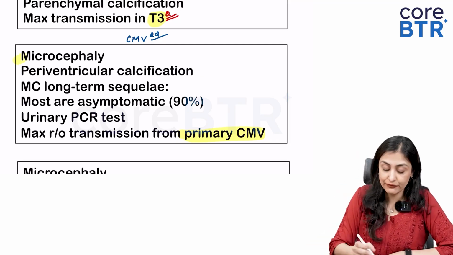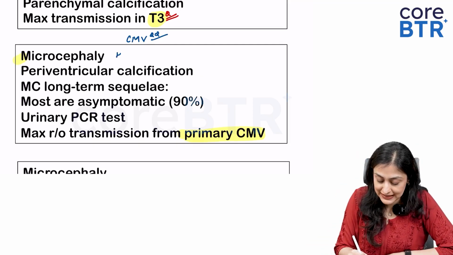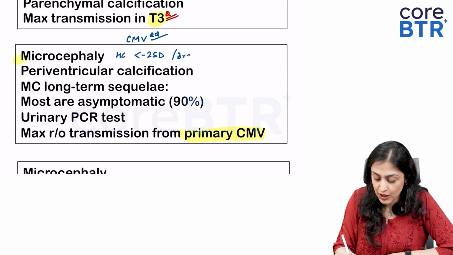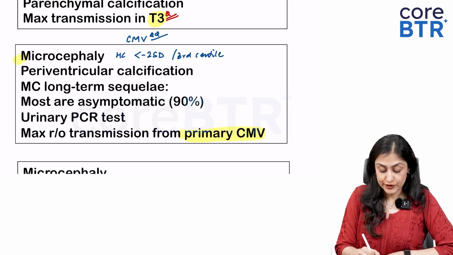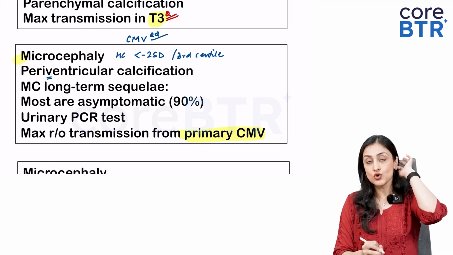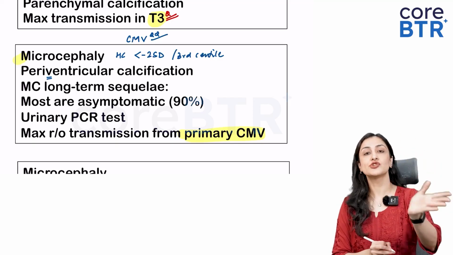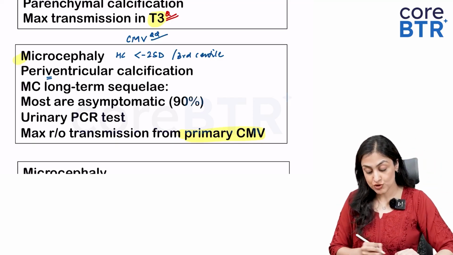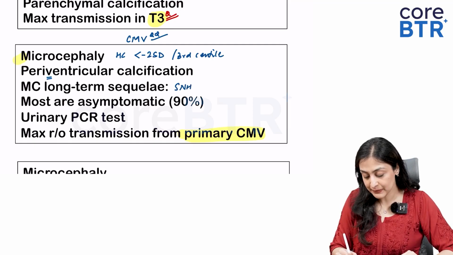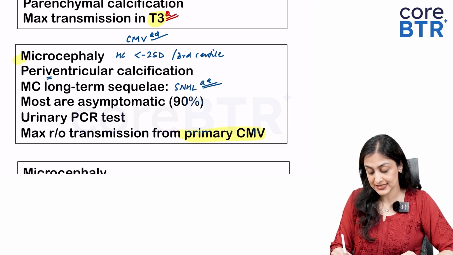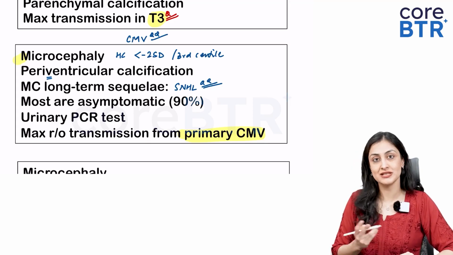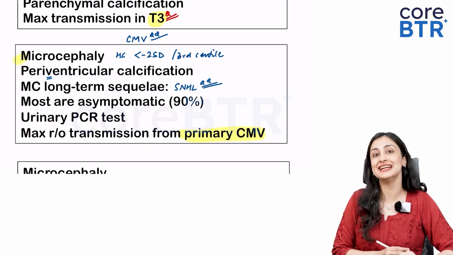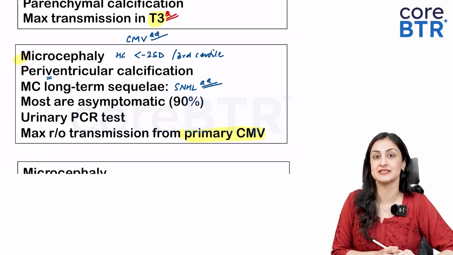Then what manifestations? So microcephaly is defined as any head circumference which is less than 2 standard deviation or below the third percentile. Periventricular, so parenchyma is toxo, V for V. Periventricular is CMV. Most common long-term sequelae, many times asked, is SNHL, sensory neural hearing loss. Most of these infections are asymptomatic in baby, means 90% of CMV will be asymptomatic.